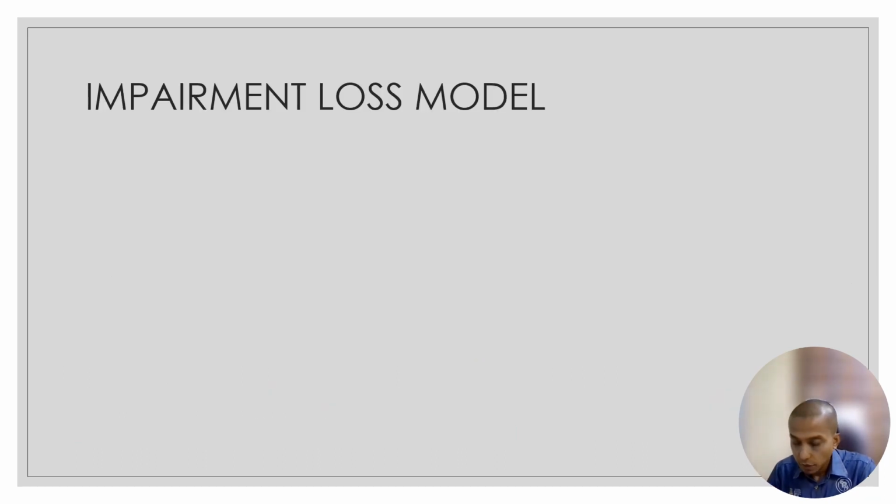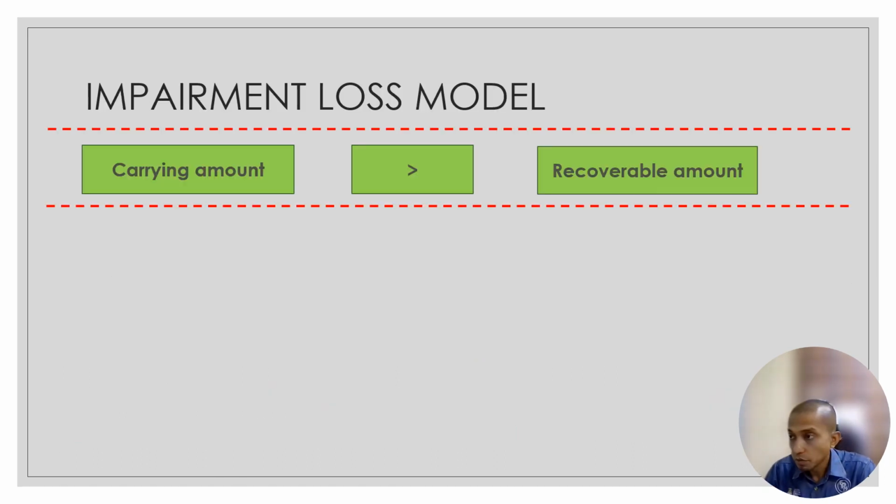All right, so this is the impairment loss model. Impairment loss only happens when the carrying amount is more than the recoverable amount.